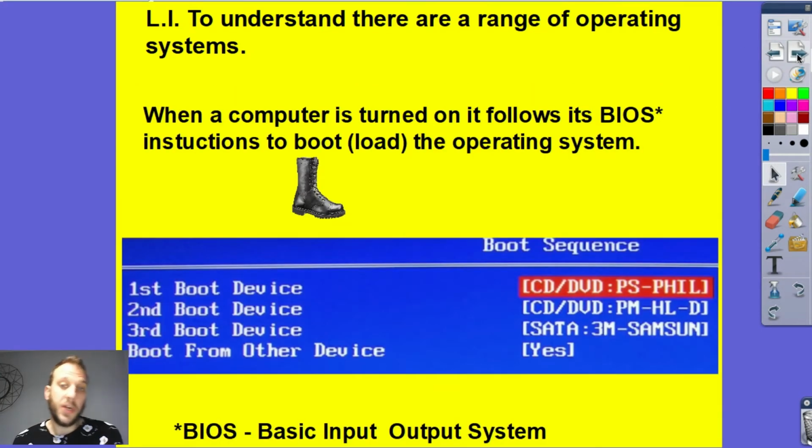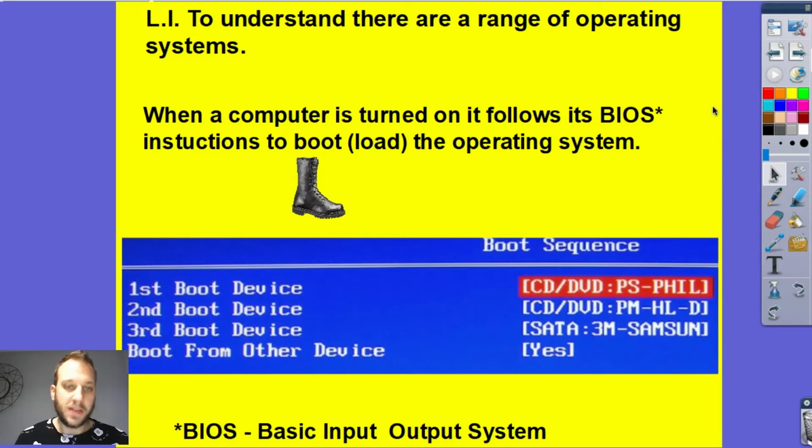So when your computer's turned on, it follows something called a BIOS. That's BIOS, and stands for Basic Input Output System. And this BIOS is a set of instructions that loads on what we call boot. So when we boot the operating system, what we mean is we load the operating system. Just a bit of technical vocab. So we boot the operating system, and it loads from a device that's in the instructions of the BIOS.